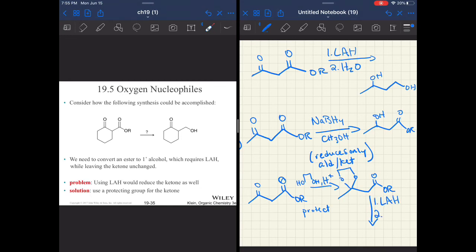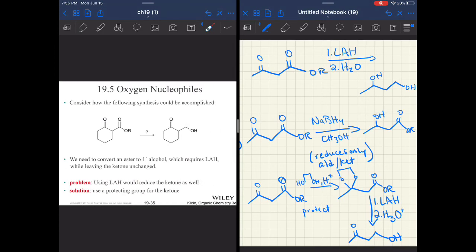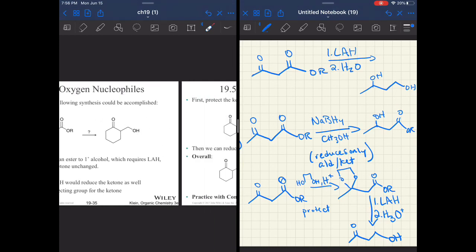And for this second workup, and you can show this in separate steps, but I'm going to show it all together. Instead of working it up with just water, I'm just going to add a little acid to that workup. And that is also going to reverse my protecting group. Remember, this was reversible. All I had to do to knock it off was treat with acid and water. And so I will get my ketone back, but I will have reduced the ester. And then that can all be written out as one solution, just using your numbers.